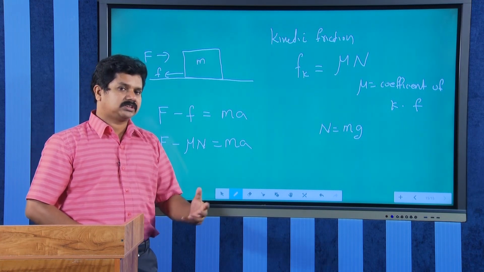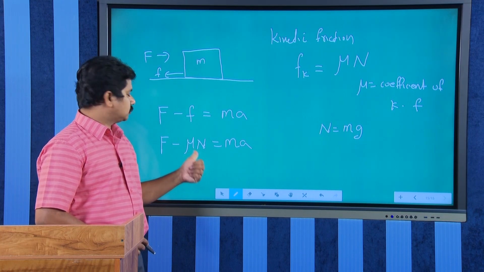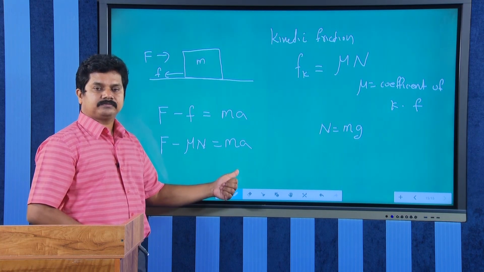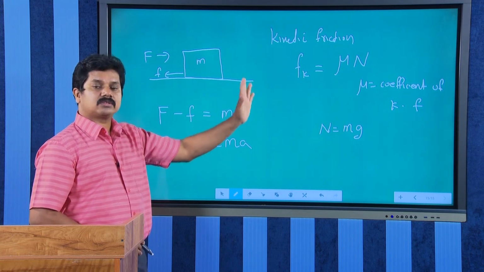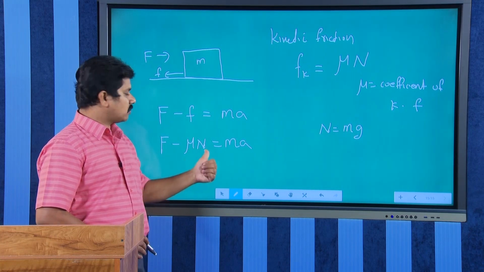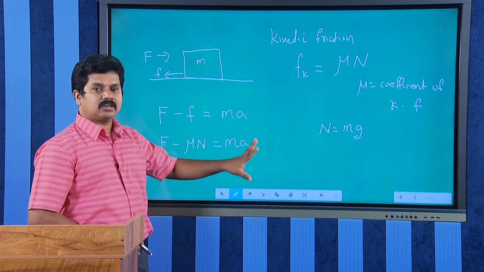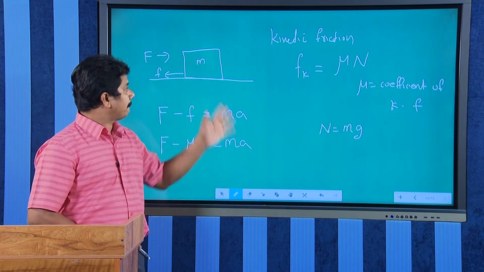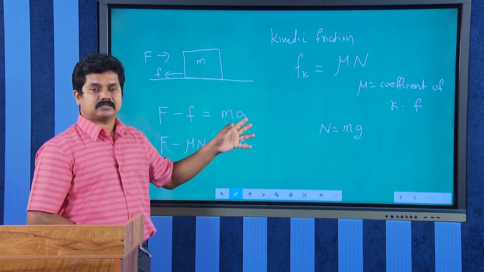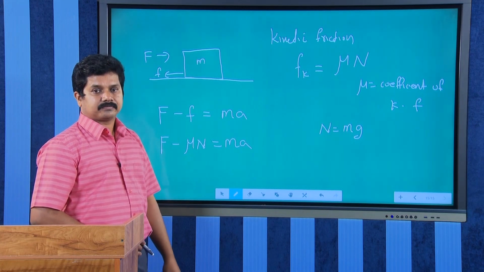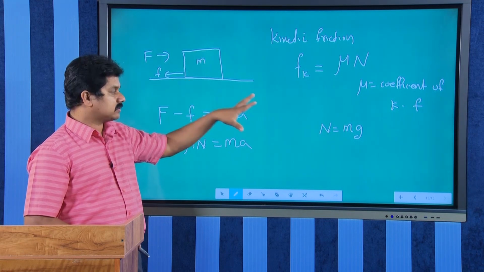But once the motion starts, what will happen? f will be mu n, or it will be a constant value. So, F minus mu n equal to m a. This mu n will be a constant value independent of the speed or velocity of the block. It will be constant, mu into normal reaction. Normal reaction, in this case it is m g, it will not be m g always, right, it depends on the situation. Already we discussed the different cases of normal reaction, right. So, in this case, the body is just on the surface, so it is m g only.